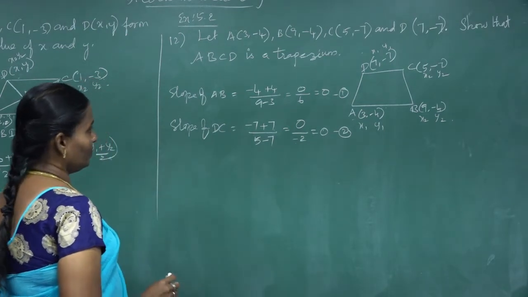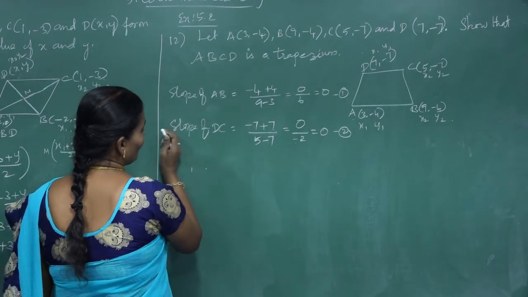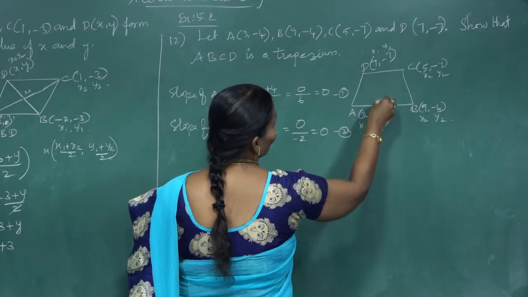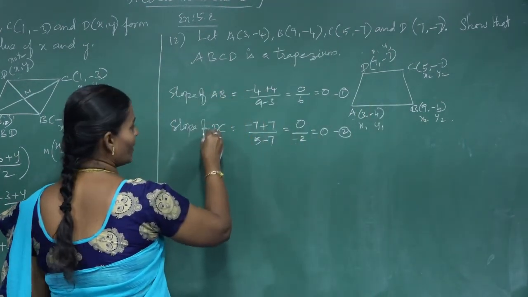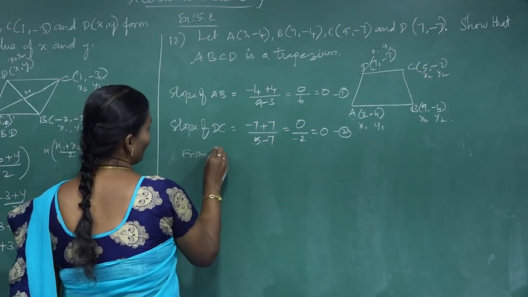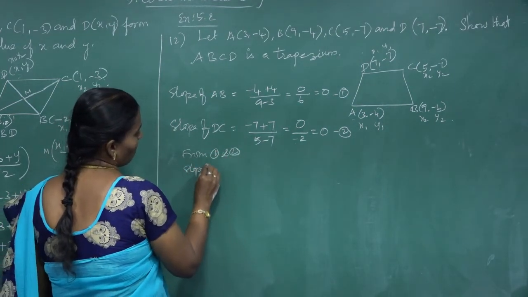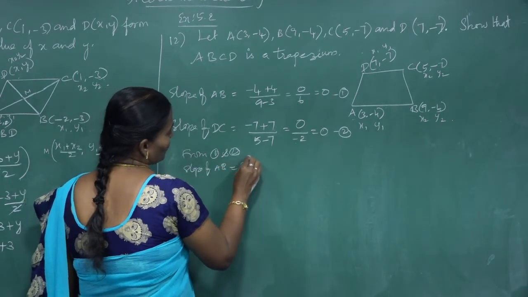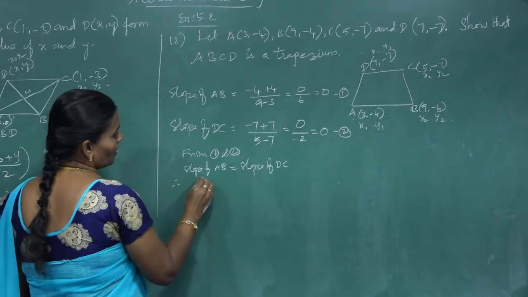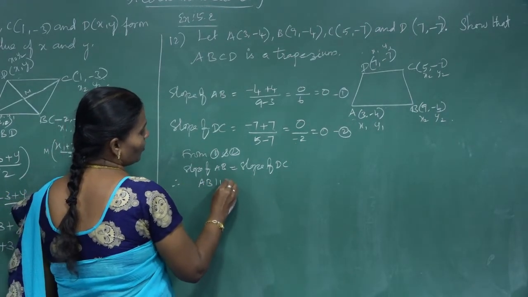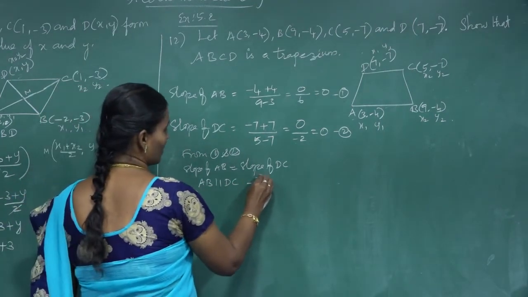Now we see the slope of. See here these two opposite sides are parallel because the slopes are equal. From 1 and 2 we get slope of AB is equal to slope of DC. Therefore, the AB is parallel to DC. The side AB is parallel to DC. This is the first result.